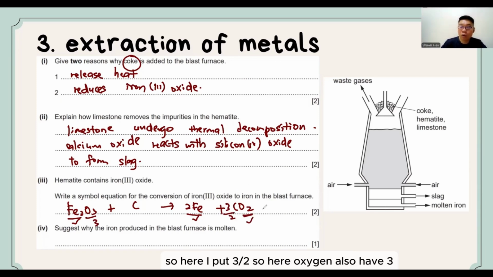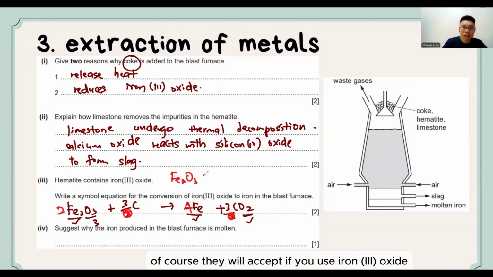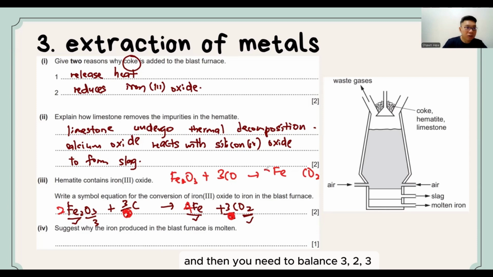So here oxygen also has 3. And then here 3/2 carbon, here also 3/2 carbon. After balancing, we know that we cannot have any fraction. To remove the denominator, we times everything by 2. So at last it is 2, 3, 4, 3. Of course, they will accept if you use iron trioxide reacting with carbon monoxide to form Fe and CO2. And then you need to balance 3, 2, 3. Like this is also okay.